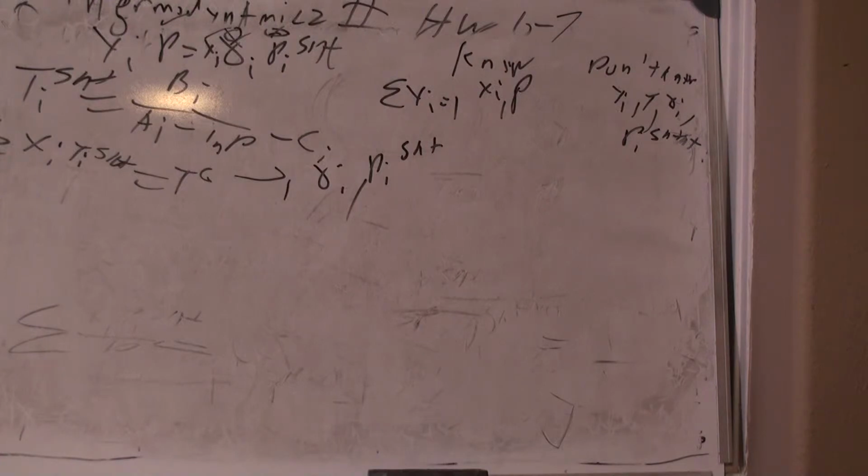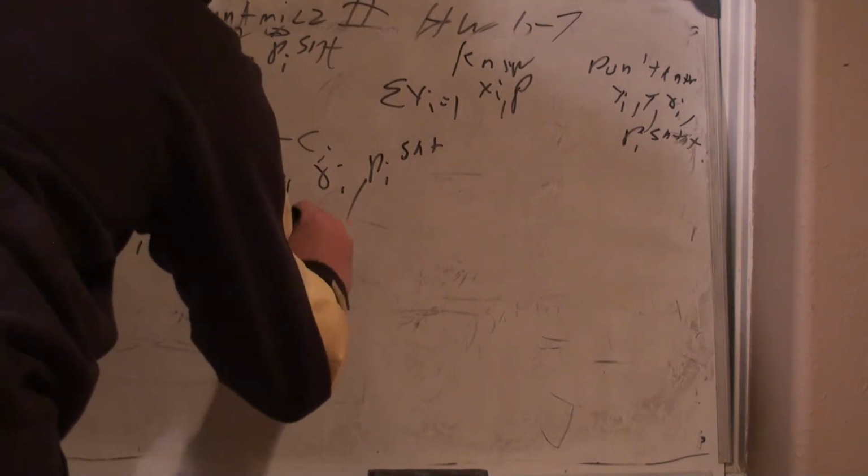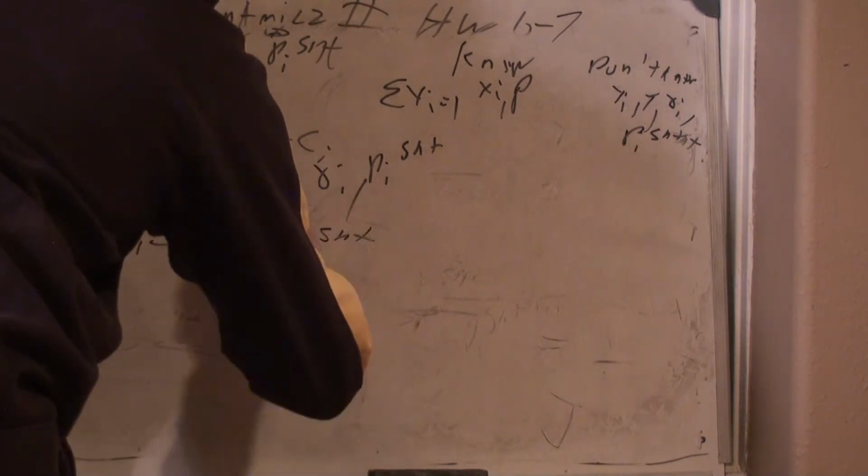Okay. But again, I look at that and it's saying, okay, I don't know yi. So yi is equal to xi gamma i Pi sat over P. And do I have a value for xi? I do. Do I have a value for gamma i? I do. Do I have a value for Pi sat? I do. Do I have a value for P? I do. So I have enough information to get a value for yi's.